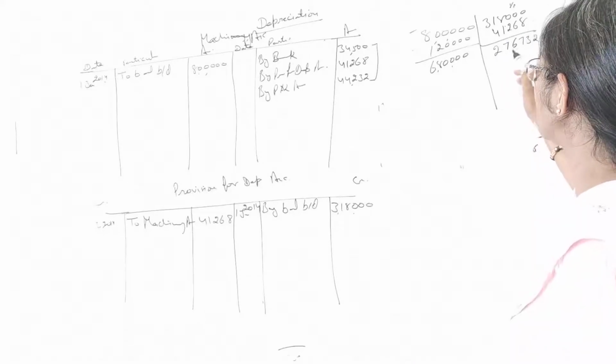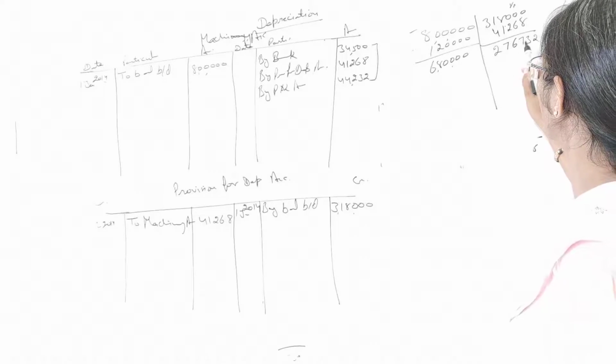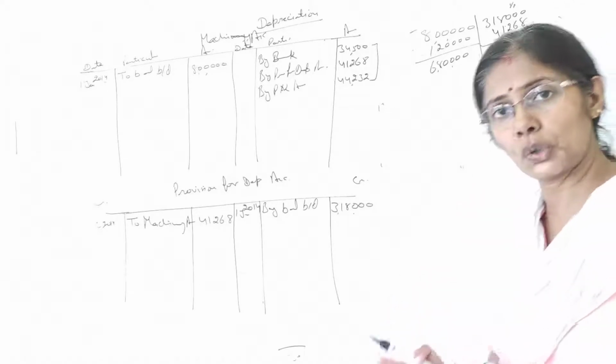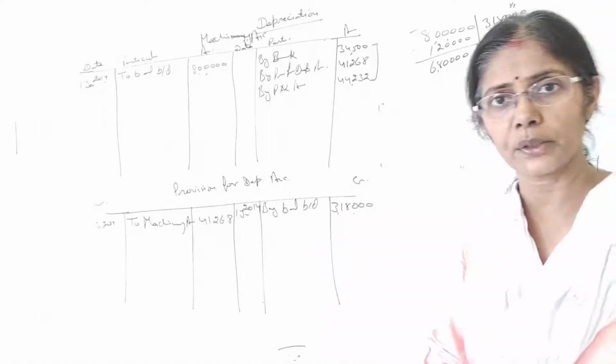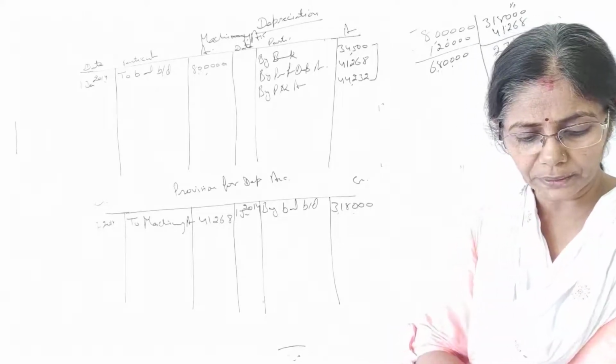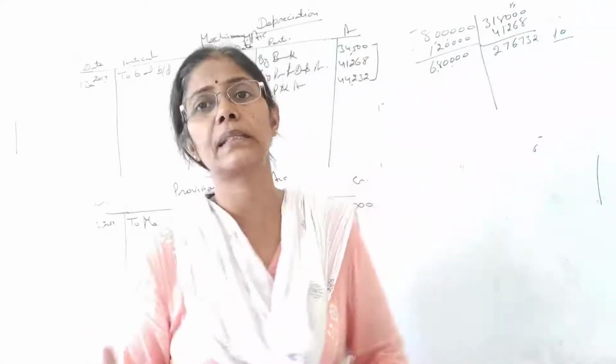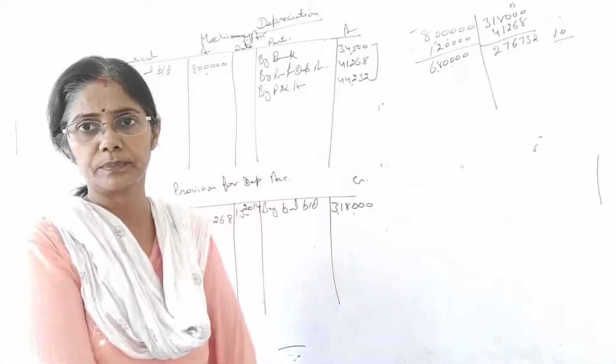2,76,732. This depreciation has been charged on it. Okay, now we have to provide depreciation going forward. All right. So what is the written down value? Now the question arises which method we are following.